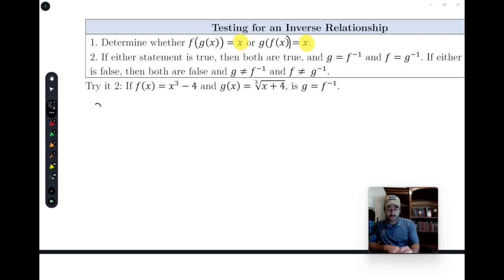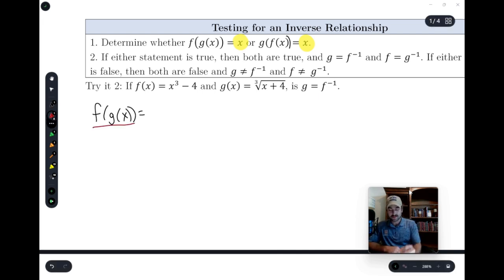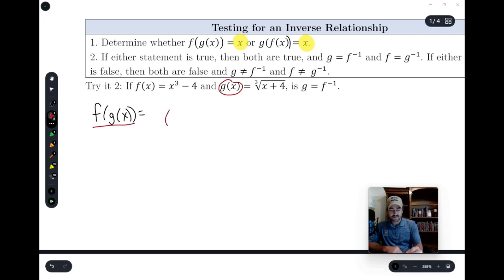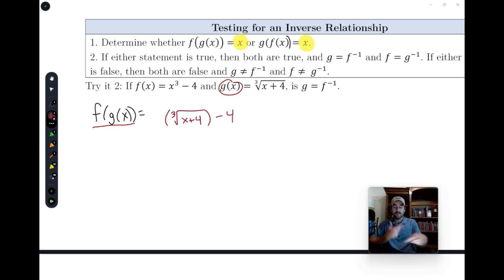So first thing we're going to do is look for f of g of x. We're going to say, okay, well, g's on the inside and f is on the outside. We'll make this one red. This is plugging g into the x values of f. So we'll put parentheses where the x was and we'll rewrite the g. So the cube root of x plus 4, minus 4. And then we'll solve it down.